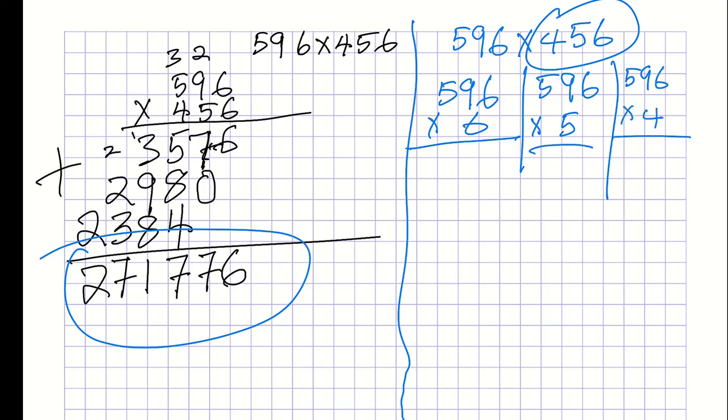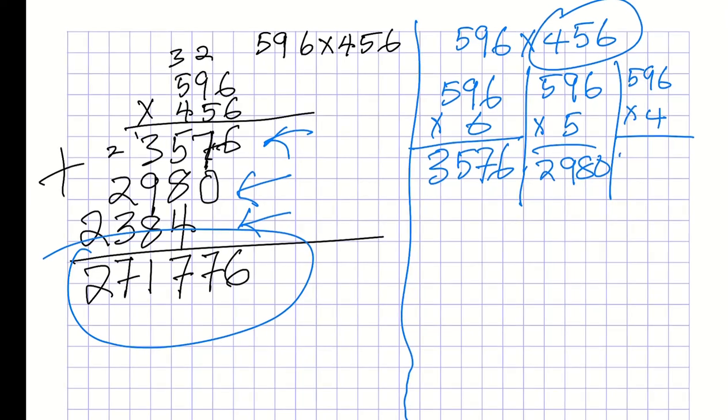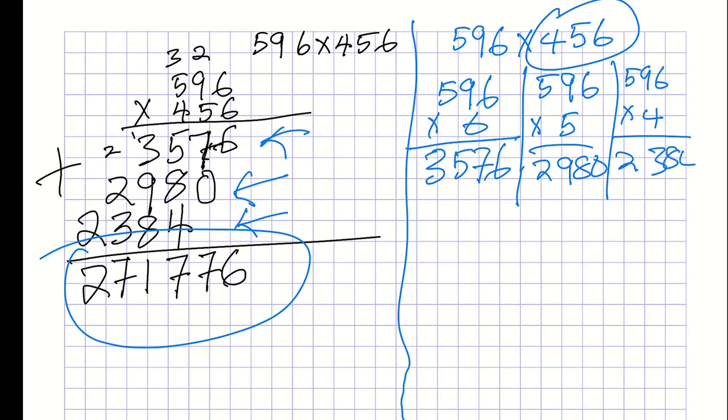So we already did the work here. This is multiplication by 6 right there. So I bring the numbers over. It's 3576. Okay? And then when you multiply 596 by 5, we already did it here. You bring it down here, 2980. Okay? When you multiply by 4, we did it here. You bring it down, 2384, right?